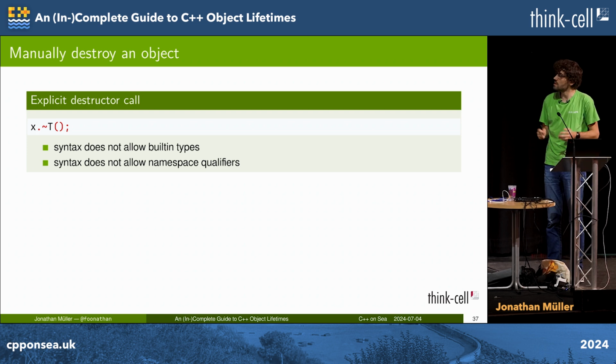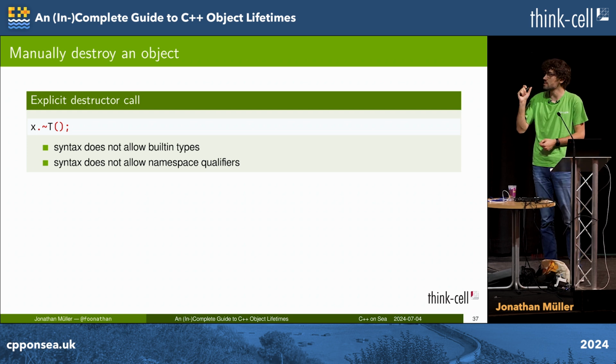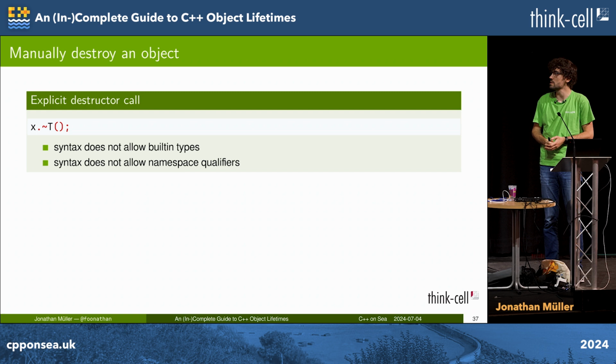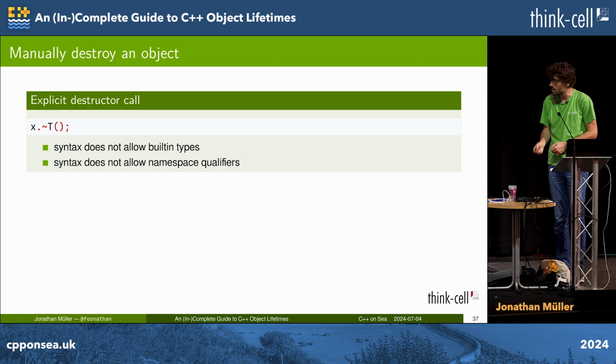Now, there's a fun quirk about the syntax here. The syntax is dot tilde identifier, which means that it does not allow built-in types. So you cannot write dot tilde int because int is not an identifier. Simply, the grammar doesn't allow it. And you also can't write dot tilde std::string because std::string is not an identifier. It's a qualified name or whatever.